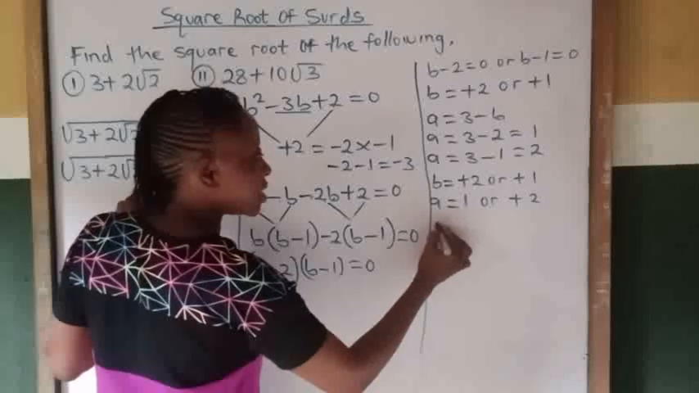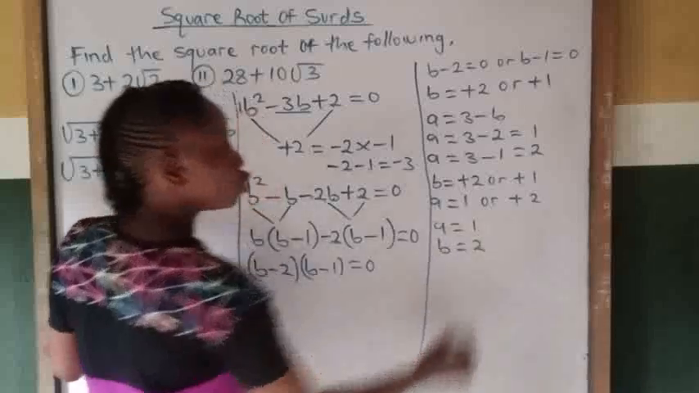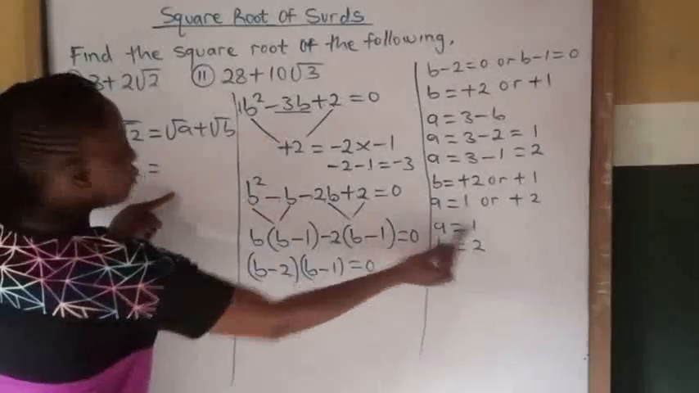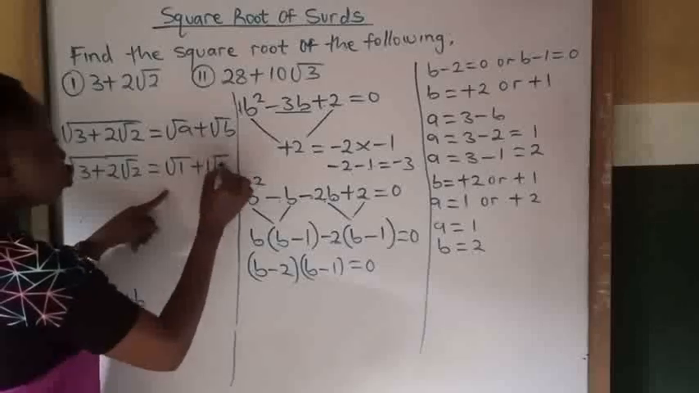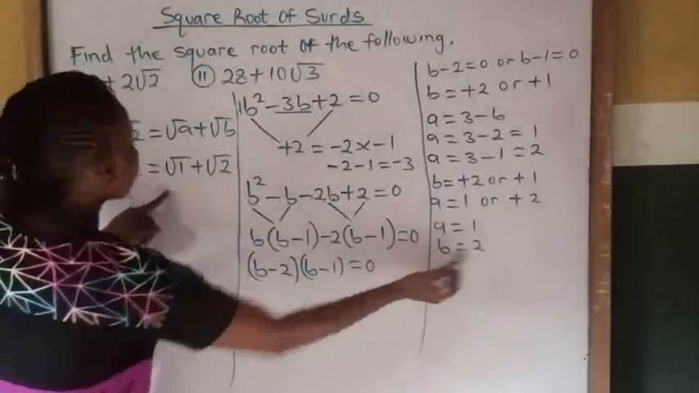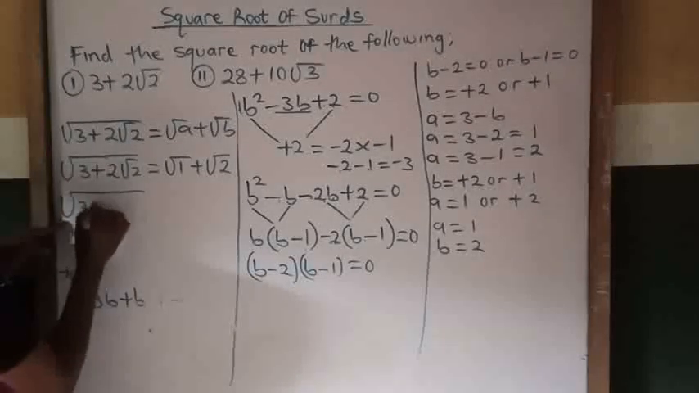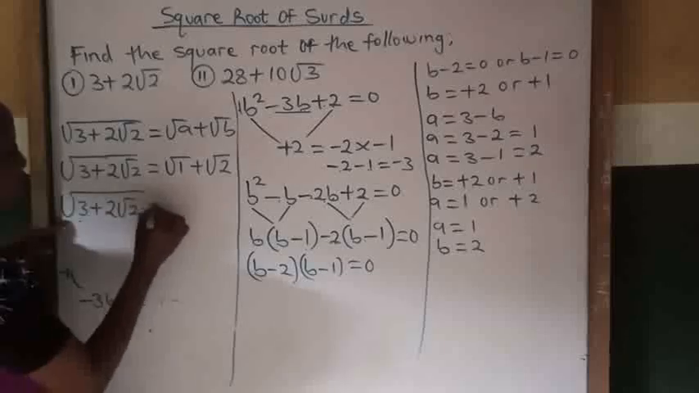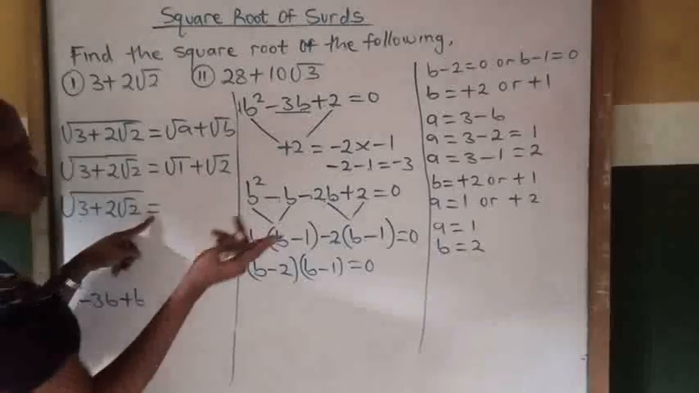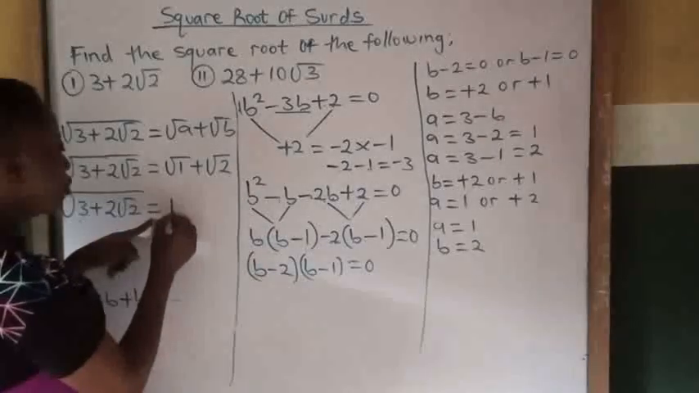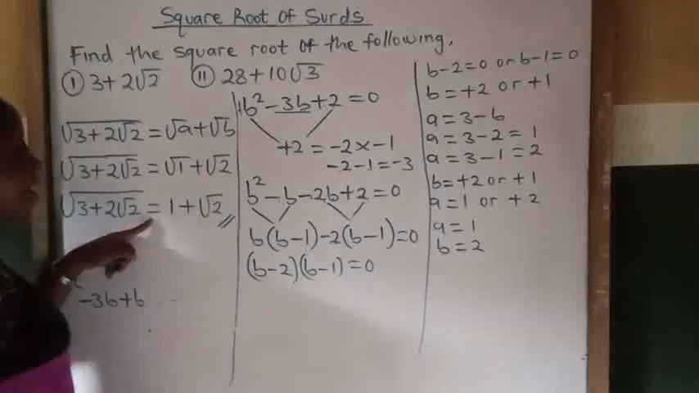So therefore, we can say that our a equals 1. Then when b is equal to 2, what is the value of a now? 1. So that will be square root of 1 plus the square root of 2, because b is now equal to 2. So the square root of 3 plus 2 root 2 will be equal to, what is the square root of 1? It will give you 1. Two numbers that you are going to multiply together that will give you 1, plus root 2. So this is the final answer.